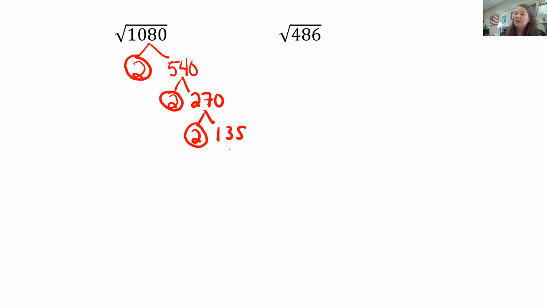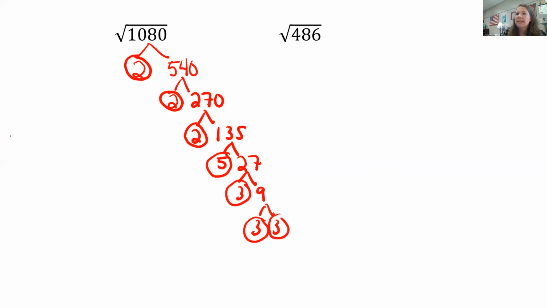Now 135 is not even, but it does end with a 5. So 135 divided by 5 is 27. And then my factors of 27 would be 3 and 9. 3 is prime, and then 9 is 3 and 3. So 1080 is 3 twos, 3 threes, and a 5.